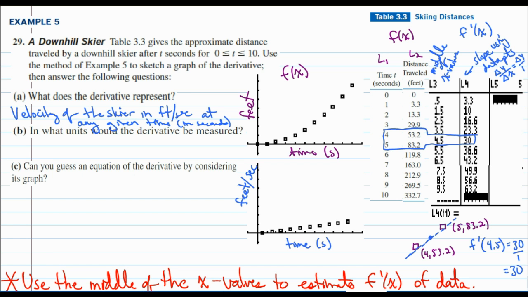B, in what units would the derivative be measured? Oh, look at that. We already thought ahead of ourselves. That's feet per second. Again, that came from the change in y over change in x, and the change in y is in feet and the change in x is in seconds, so it's feet per second.